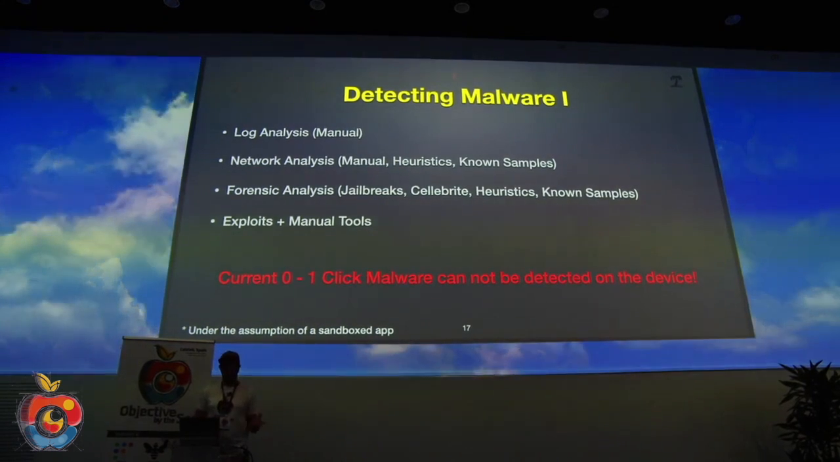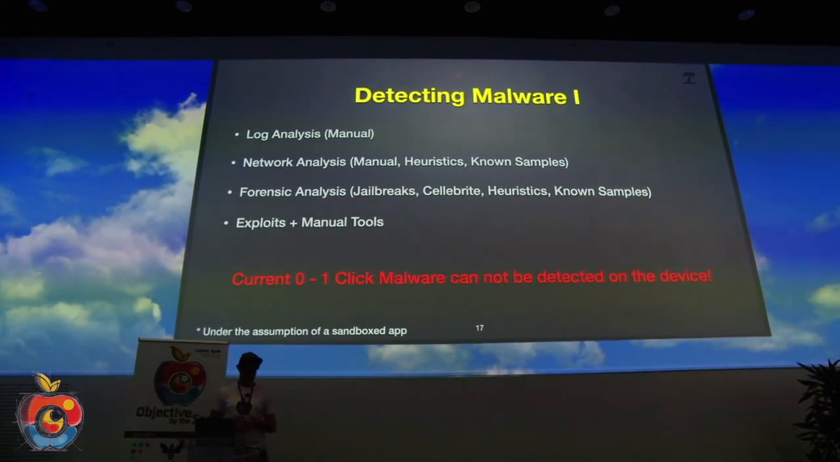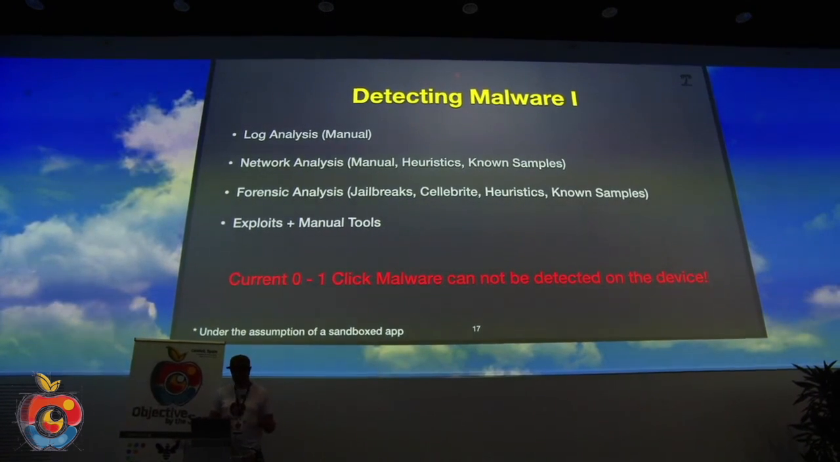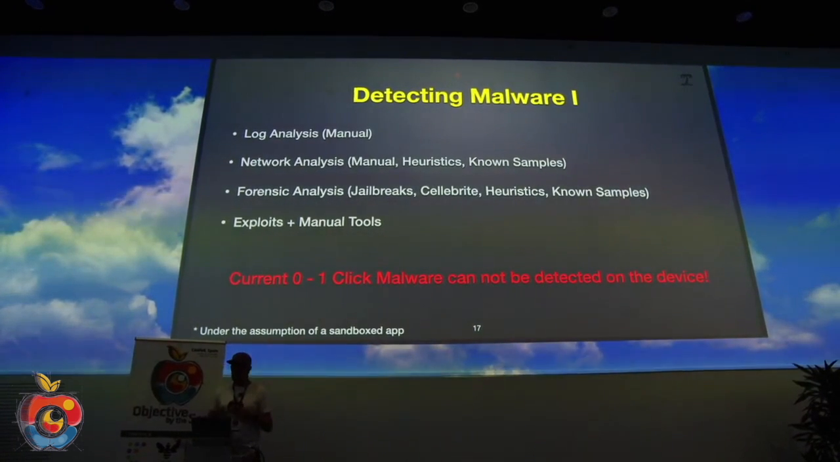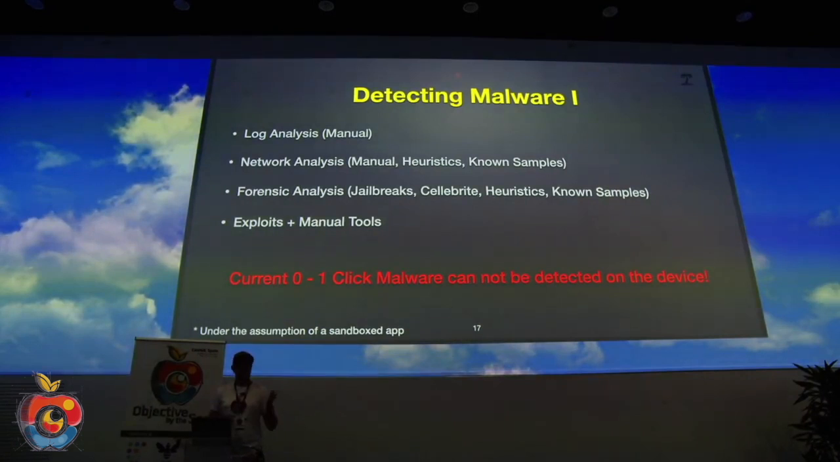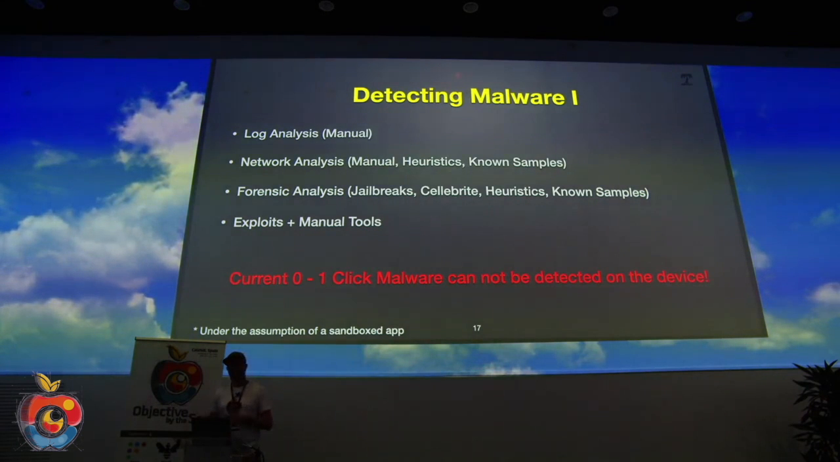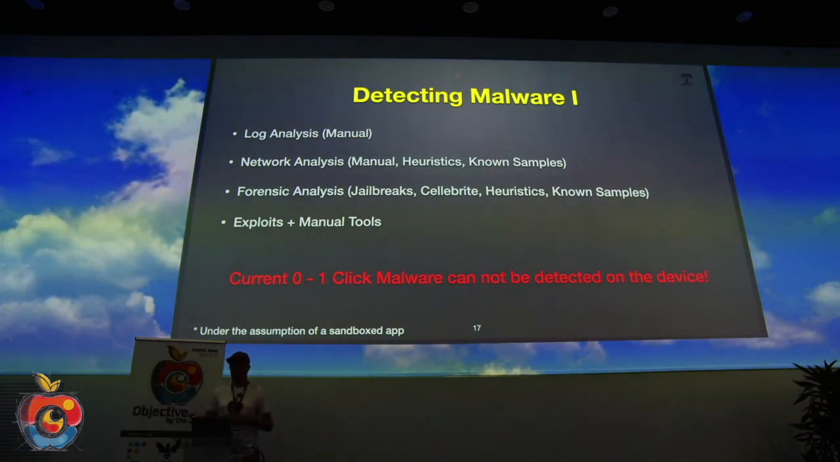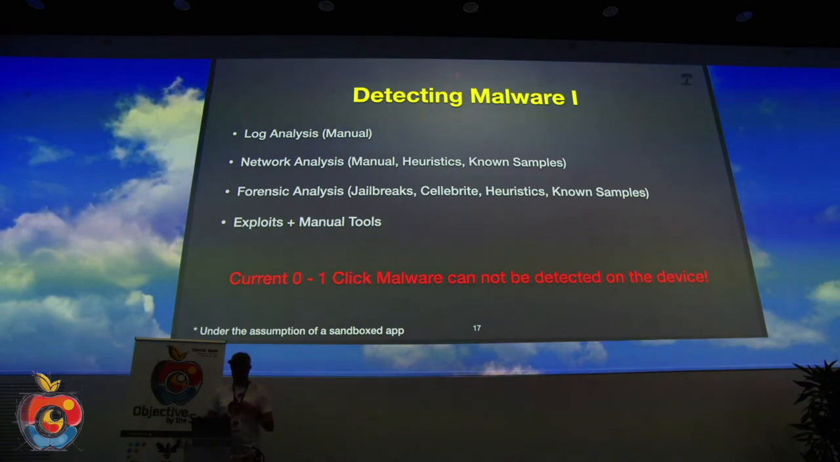Then, of course, you can do forensic analysis if you are able to jailbreak the device to get a file system dump, or you can work with an iTunes backup. And like I told you, Pegasus, the second version of that, and the MVT that Amnesty developed to find traces of Pegasus, works exactly that way.